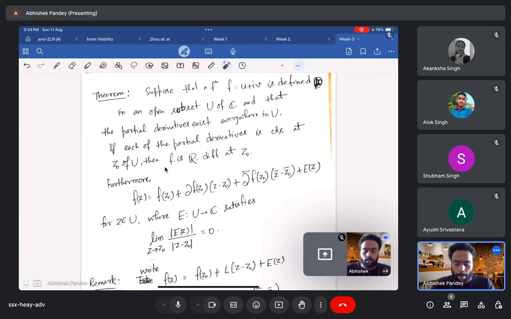Is it clear? Okay. And furthermore, f(z) can be written as f(z) equals f(z naught) plus this partial derivative. So this del is nothing but del by del z, and this del bar is nothing but del by del z bar. I will come to this one later on. Del of f at z naught is nothing but del by del z of f at the point z naught. This is the meaning of this one. Then times z minus z naught, plus del bar of f at z naught times z bar minus z naught bar, plus E(z).